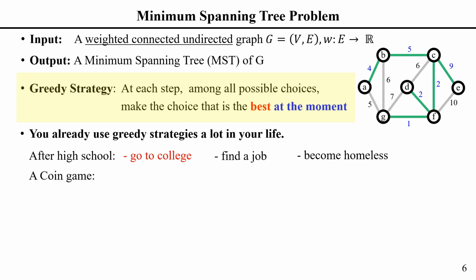Now let's see another example. Let's play a game. I have $1, a dime, and a penny. Which one do you want to take home with you? Well, I guess anyone who's not too bad with math would take the dollar coin. That's right, because that's the best you can get for now. That's what we call greedy. Always make the best choice at the moment. So you take that dollar.